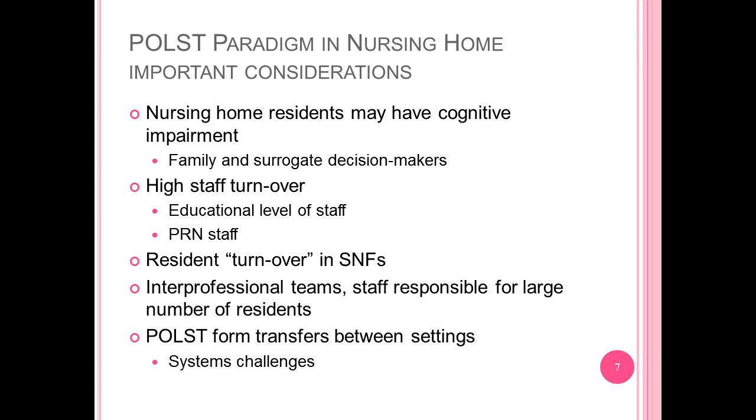There are huge interprofessional teams working with nurses, social workers, dietitians, physical therapists, occupational therapists. A lot of different people really come together to take care of a person that's living in a nursing home. And a lot of times there are very high staffing ratios between the number of staff and the number of residents that live there. And also the POLST form transfers between settings. So if you think about how often a person who lives in a nursing home goes between their clinic maybe to see their PCP, sometimes to the emergency room, maybe have a hospital stay, and then sometimes they leave and go to a different nursing home. So there's a lot of different systems challenges that come along with the different types of transfers that can take place for nursing home residents.